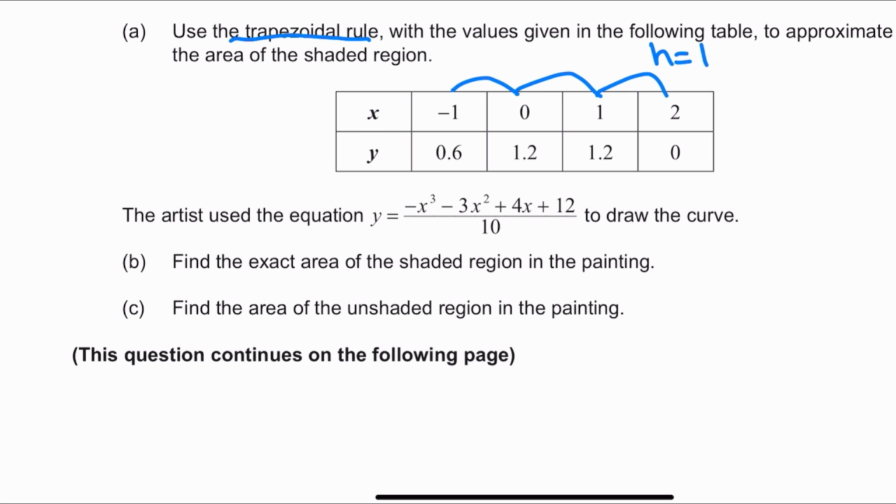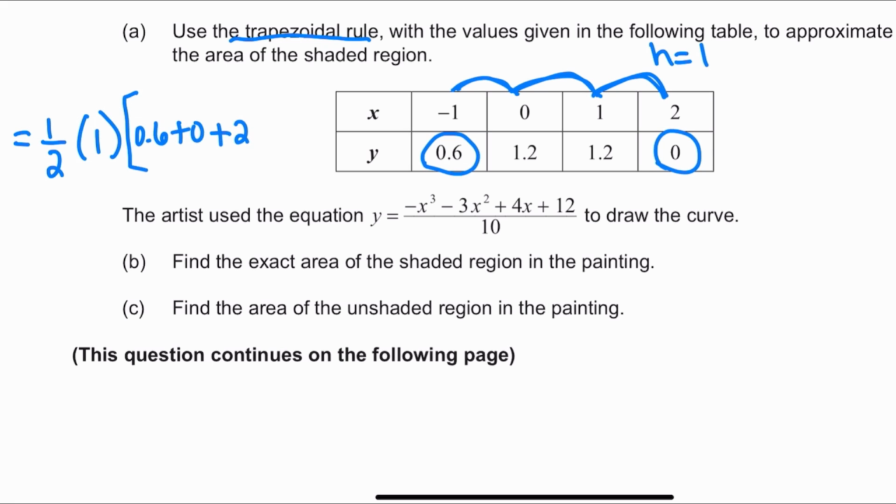In order for me to find this answer with the trapezoidal rule, it's going to equal 1/2 the height, which is 1, because notice that each trapezoid is going to be going by 1. And then I'm going to take the first base, which is 0.6, add it to the last base. So 0.6 plus 0 plus 2 times the inner bases. So it's going to be 2 times 1.2 plus 1.2. So all I'm doing is following exactly what the trapezoidal rule says from the formula packet.